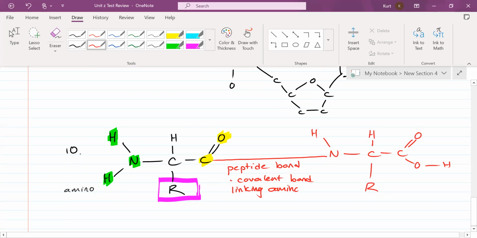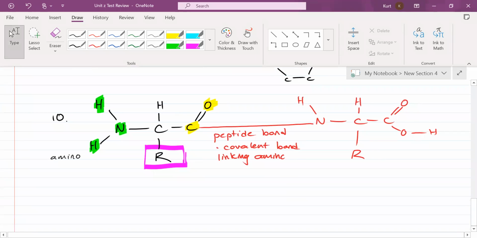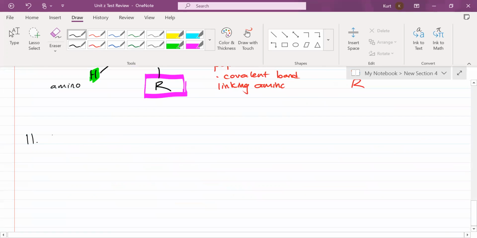You okay, Nikki? Any questions on 10? All right, let's go to 11. Last one. Describe and define the 4 levels of protein structure. Okay? Number 1 is the primary structure.